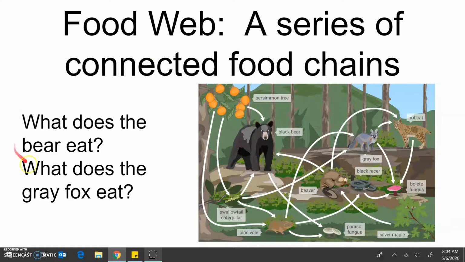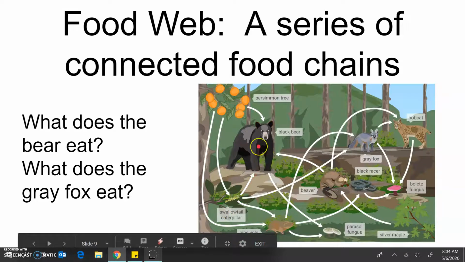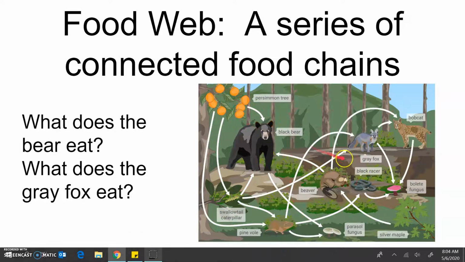So let's take a look at the bear again. What does the bear eat? If you look at the arrows pointing toward the bear, like the persimmon tree, he likes to eat that fruit. He also wouldn't mind a swallowtail caterpillar. And then you look here, here's our beaver. He likes to eat the beaver. So he's got 3 connections of food that the black bear would eat.